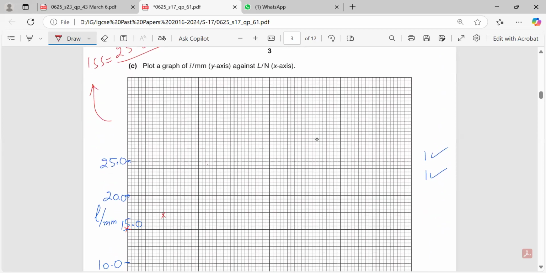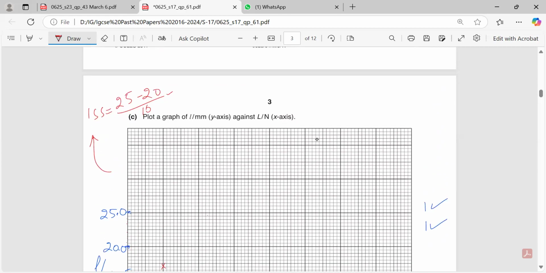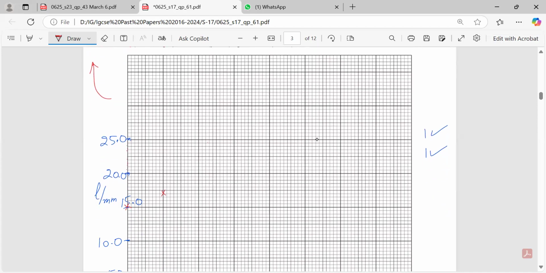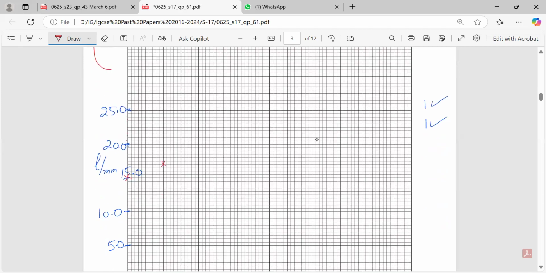So between 20 and 25 the number of small squares is 1, 2, 3, 4, 5, 6, 7, 8, 9, and 10. So divided by 10, it means each small square is equal to 0.5 millimeters. So two small squares will be equal to 1 millimeter. So that's why 17 is 4 boxes above 15.